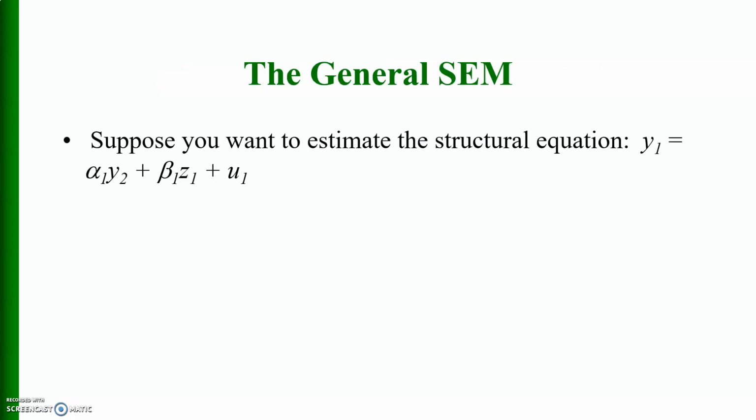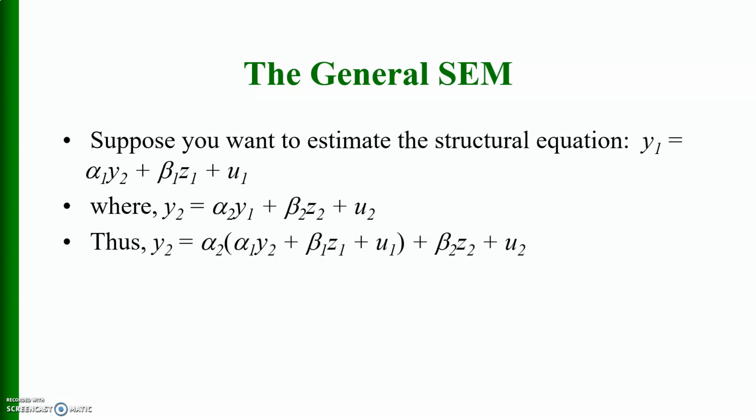The general simultaneous equation model. Suppose we want to estimate the structural equation y1 is equal to alpha 1 y2 plus beta 1 z1 plus u1, where y2 is equal to alpha 2 y1 plus beta 2 z2 plus u2. Therefore, y2 is equal to alpha 2 into alpha 1 y2 plus beta 1 z1 plus u1 plus beta 2 z2 plus u2. In this equation, we have plugged in the value of y1 from this equation.